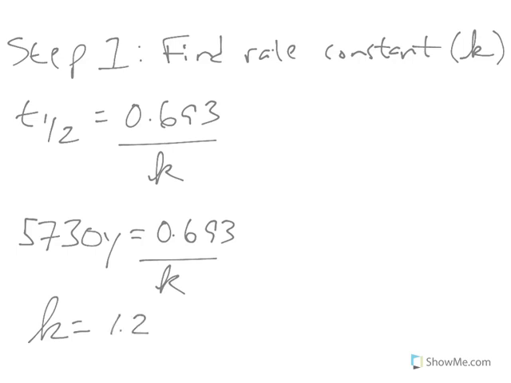So, some rearranging in algebra, I get 1.209 times 10 to the minus fourth inverse years. Typically we were looking at rate constants having seconds in them, but this time we're just going to keep it in years. So that was step one. We just found K.